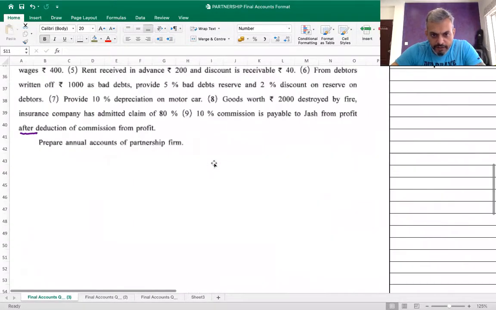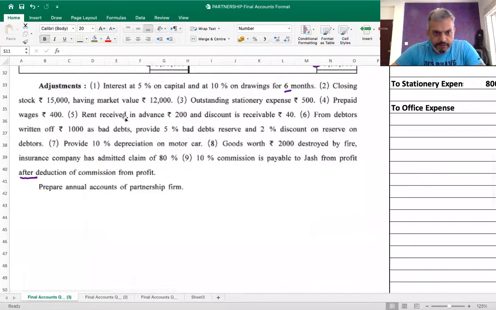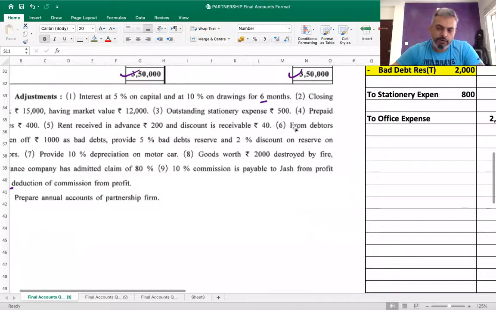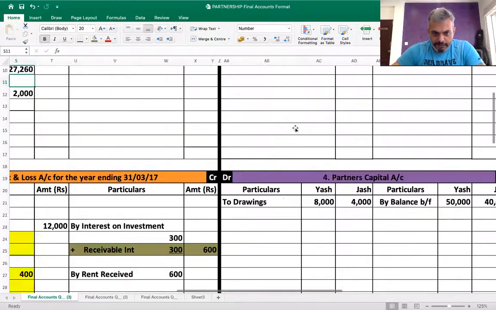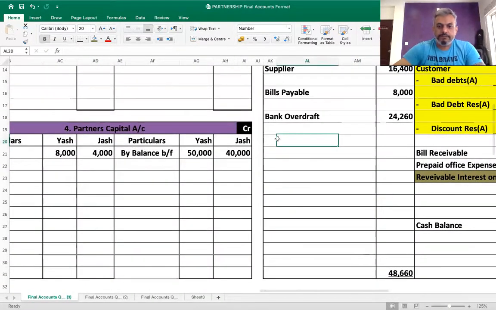But we also have outstanding wages again. Wait. Let me check the adjustments. Acha, prepaid we have 400. Okay, great. So directly you write outstanding wages outer column 500.